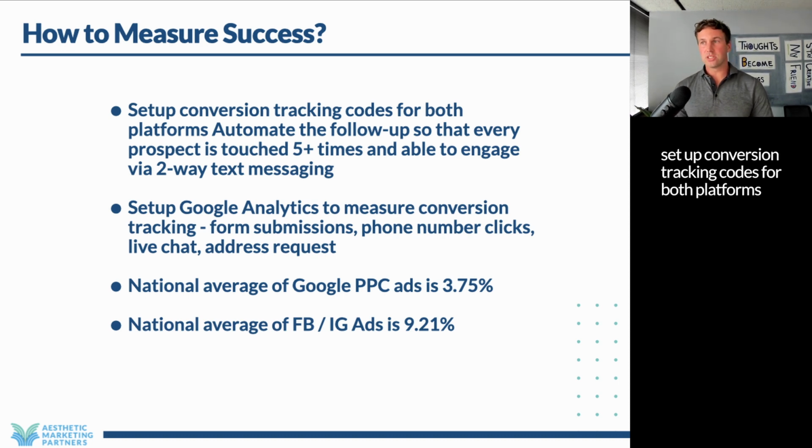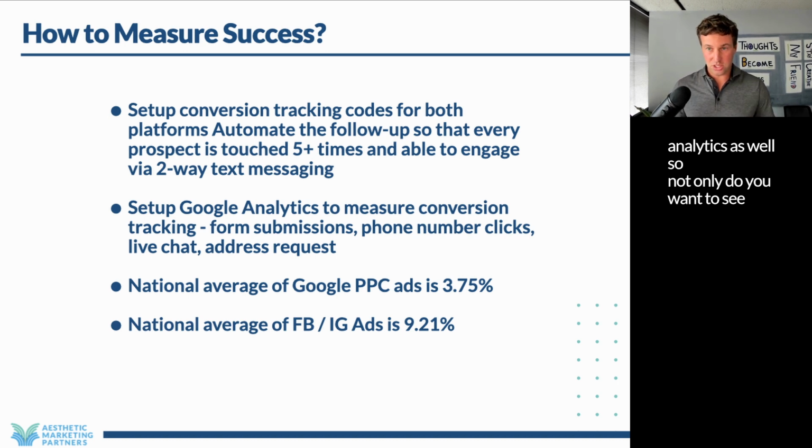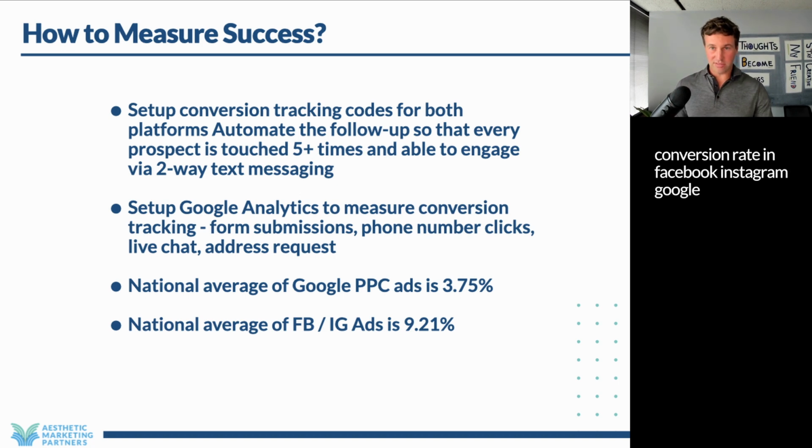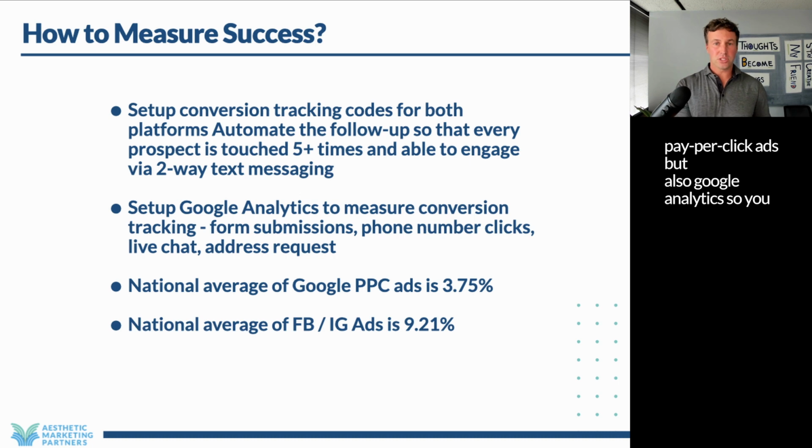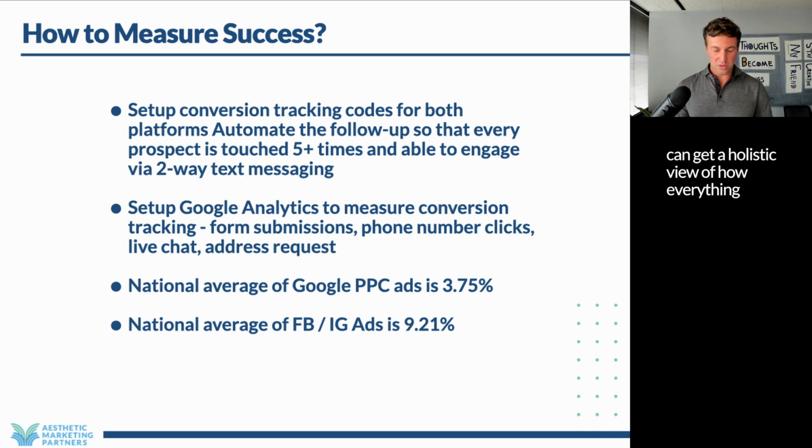So you want to make sure you set up conversion tracking codes for both platforms, or for any platform that you use for advertising, and have those conversion tracking codes working and make sure that they're working in your Google Analytics as well. So not only do you want to see conversion rate in Facebook, Instagram, Google pay-per-click ads, but also in Google Analytics so you can get a holistic view of how everything you're doing is converting.